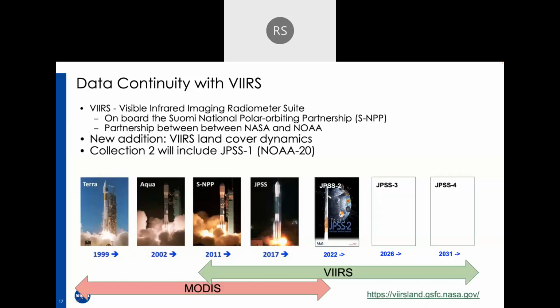A subset of VIIRS collection 1 products are available in the ORNL DAAC subset tool. We have recently added VIIRS phenology products as well. Collection 1 includes data from VIIRS on board SNPP, but collection 2 is being planned for release in the near future. Collection 2 will include cross-calibrated data from both SNPP and NOAA-20 as well. More information on the VIIRS mission is provided in this link.